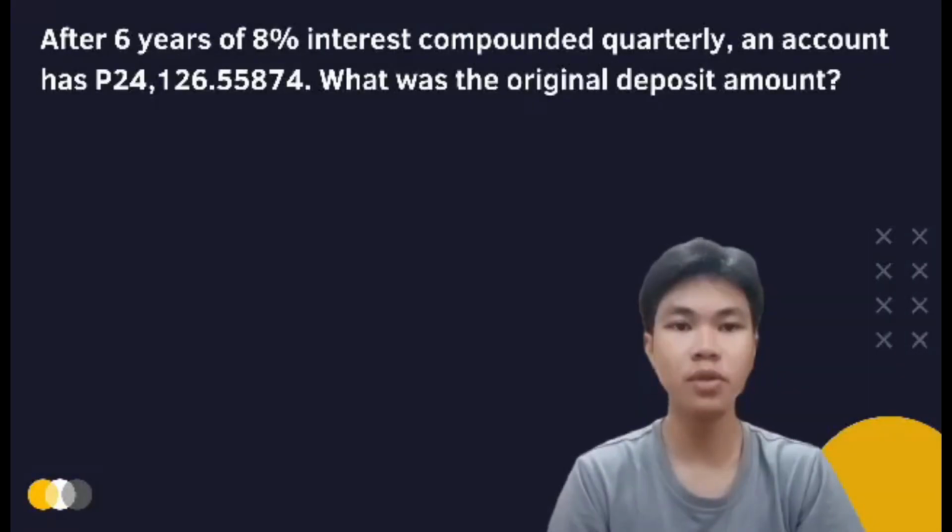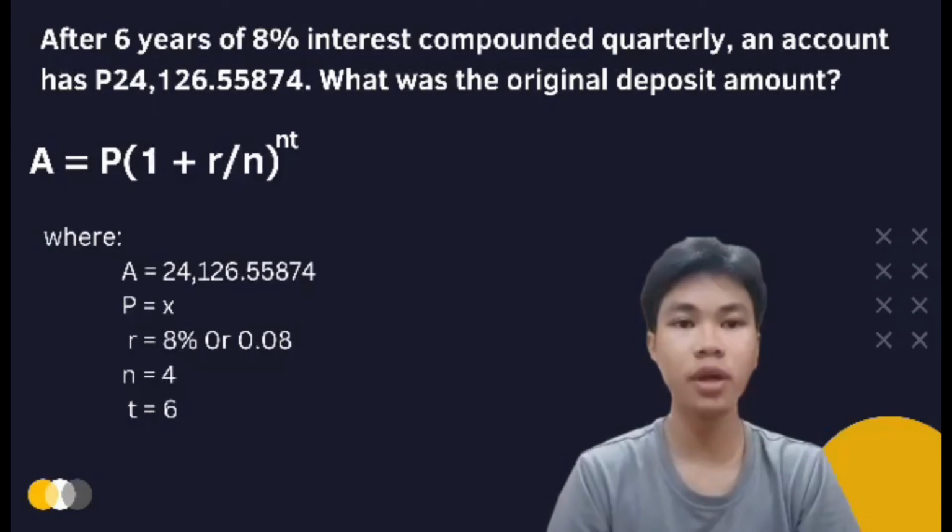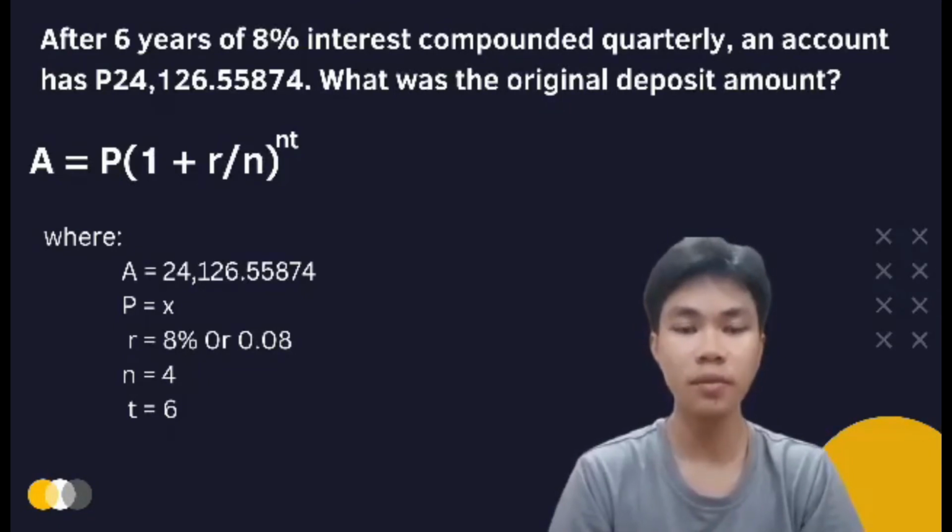After 6 years of 8% interest compounded quarterly, an account has 24,126.55874 pesos. What was the original deposit amount? So we are going to use the formula A equals P times the quantity of 1 plus R over N raised to NT, where A equals 24,126.55874, P is missing, R is 8% or 0.08, N is 4, and T is 6.